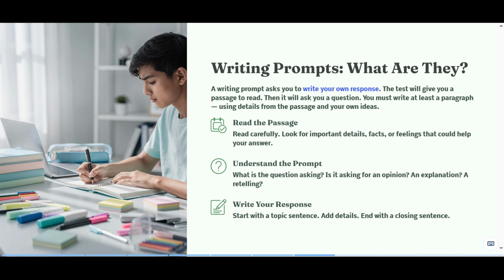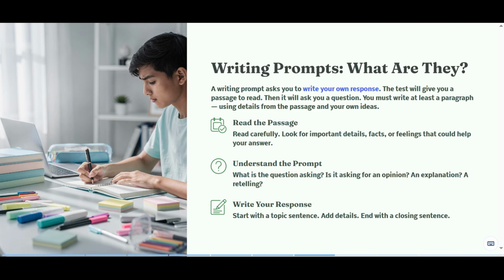Writing prompts. What are they? A writing prompt asks you to write your own response. The test will give you a passage to read. Then it will ask you a question. You must write at least a paragraph using details from the passage and your own ideas.